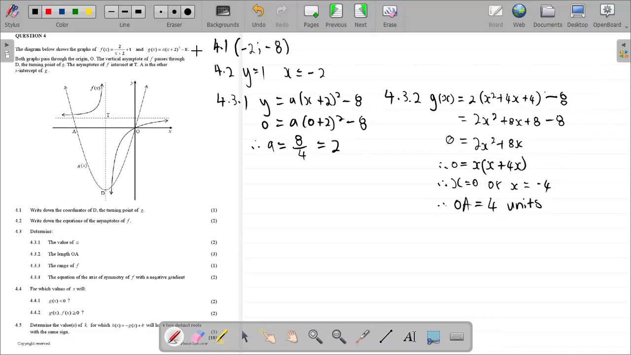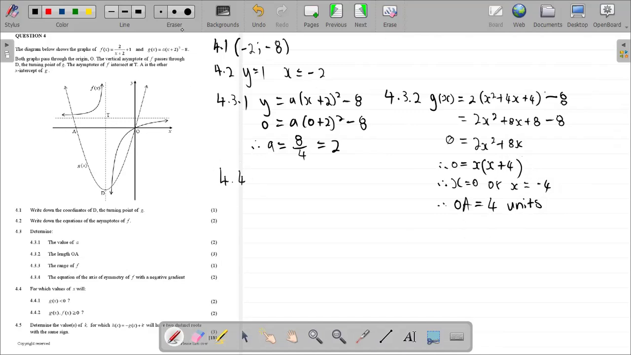There shouldn't be x there. So that's a mistake. So x equals to -4. So meaning from here to there is -4, so it's 4 units.